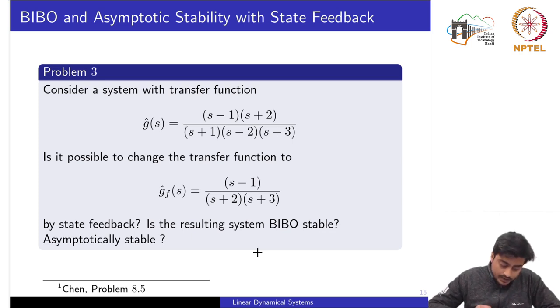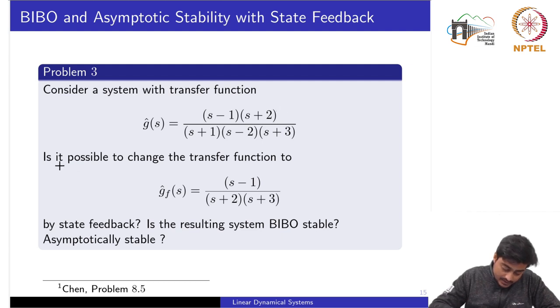In problem 3, consider a system with the given transfer function. Here we have taken a single input, single output system where the zero at 1 is a non-minimum phase zero because it is located on the right hand side, and at the same time it is also an unstable system because one eigenvalue or one pole of this transfer function is also located on the right hand side.